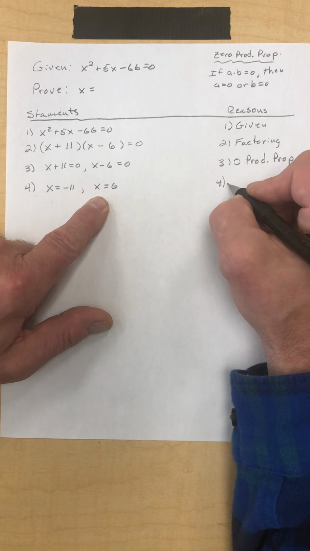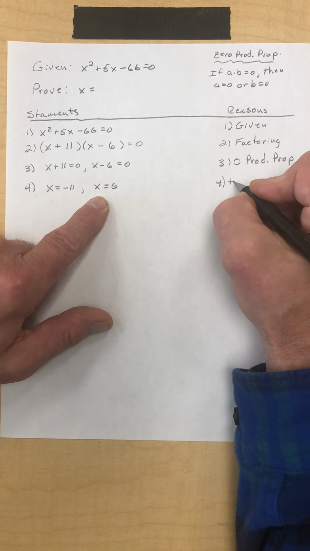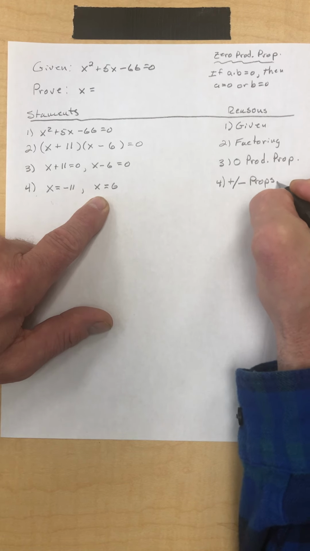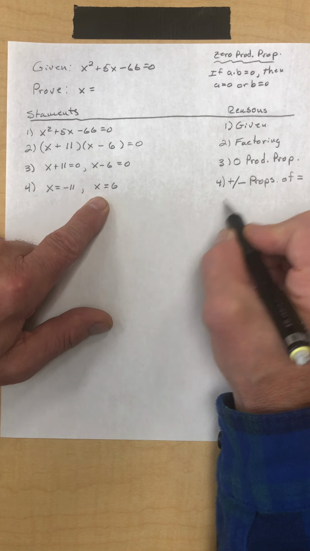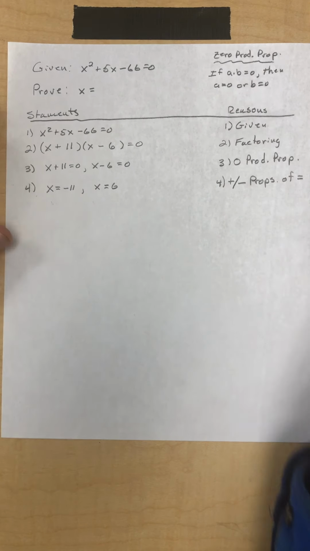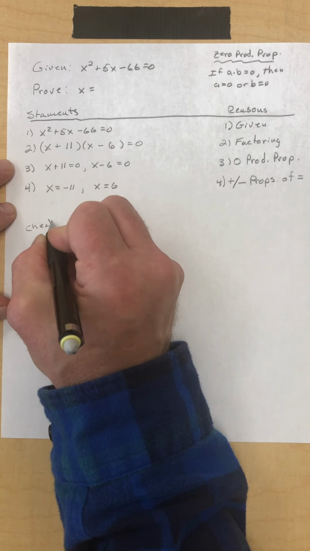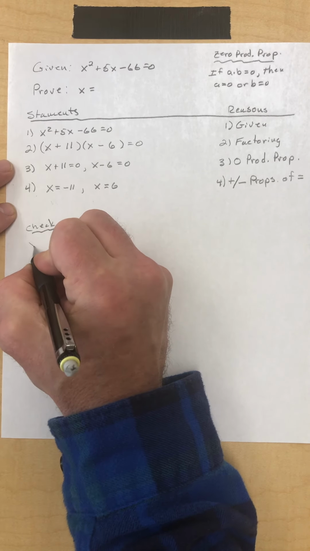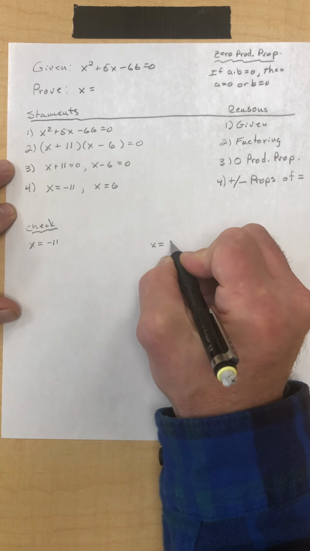So we could either write both of them out, or we could just say I've used the addition and subtraction properties of equality. The plus means addition property, and the minus means subtraction property. So I've used two different properties in one step. We should check this to make sure they work out. We have to check x equals negative 11, and then x equals 6.